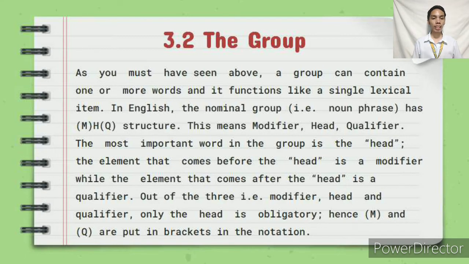And then the head comes before the qualifier, and the modifier comes before the head. And so out of the three, that is modifier, head, and qualifier, only the head is obligatory. So there should always be a head or a noun in a noun phrase.